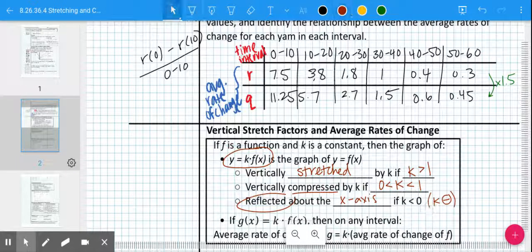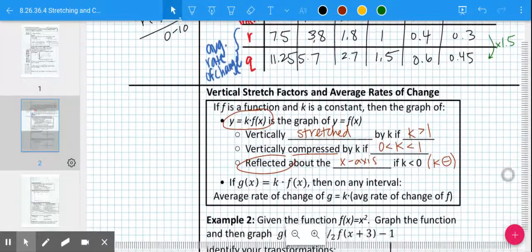Now, the last part here talks about that average rate of change problem. And this just says that if we have a vertical stretch or compression, then the average rate of change has that same ratio as well. So that can be a useful concept moving forward.